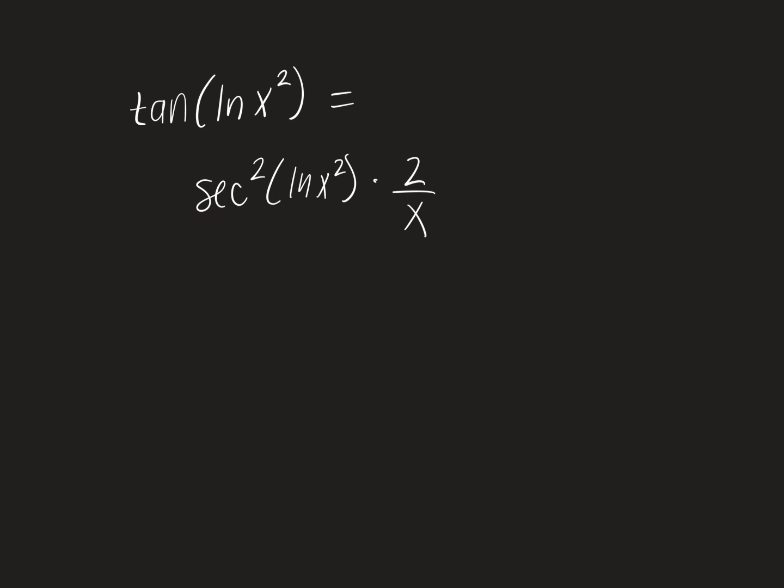So would your answer be 2 over x secant squared? I would write it as 2 secant squared ln x squared over x. Could you do it the other way, like 2 over secant x? No, because that's all on top.